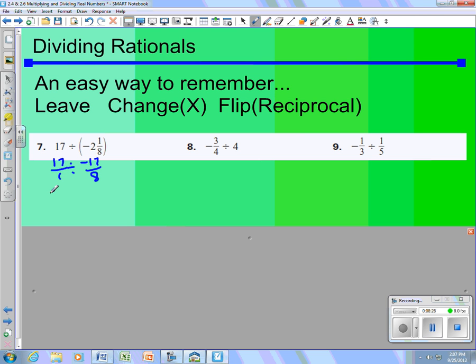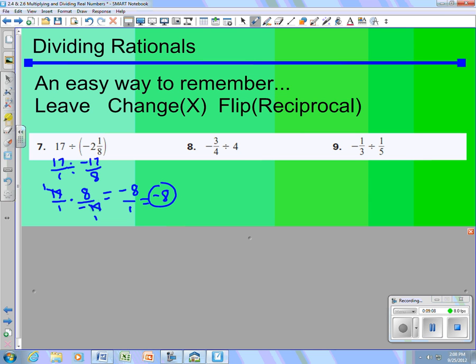So we're going to leave the 17 over 1 like it is, change the division to multiplication, and take the reciprocal, or flip, the negative 17 over 8. So this is going to be 8 over negative 17. Now I'm going to figure out the sign. I have a positive multiplied by a negative, or I have one negative. My answer will be negative. I'm going to reduce the numbers that I can. In this case, the 17s will divide out. 17 over 17 is 1. I'm going to multiply the numerators. 1 times 8 is 8. The negative was already there. We already figured that out. And 1 times 1 is 1. So my answer would simply be negative 8.